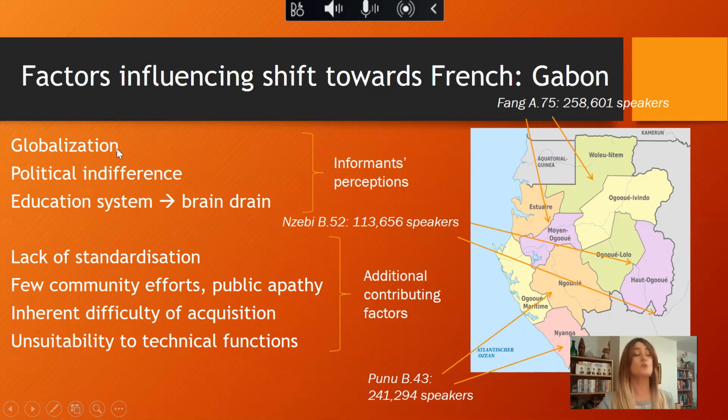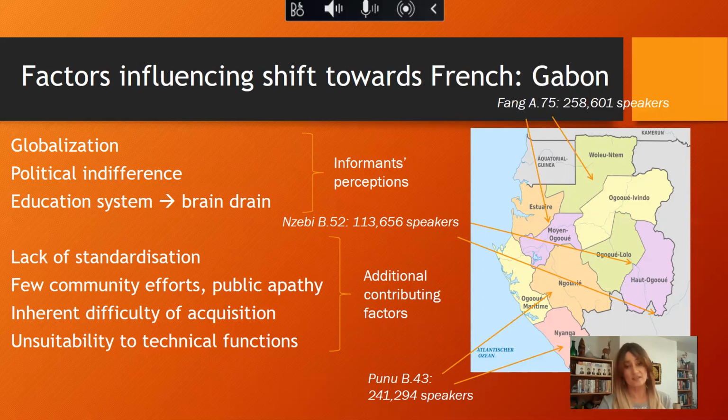Anyway, so the informants' perceptions of why shift is happening are these. So brain drain, no one wants to be in Gabon, they all want to go and live abroad. Well, in that case, we need to know French. If we only know Nzebi, we can't really go because no one will understand us. And they blame the government. No, the government doesn't care, they don't want to do anything. And general globalization, well, everyone's becoming more and more monolingual, we're all starting to speak European languages, it's the way ahead for the planet.